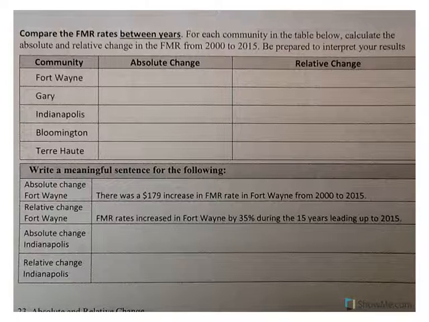So we're going to start first in Fort Wayne. To find the absolute change in fair market rates in Fort Wayne, we start with the 2015 value, which is 687, and we subtract the 2000 value, which is 508. When we subtract those, we get a number of 179. So that means from 2000 to 2015, there was a $179 increase in fair market rental rates.